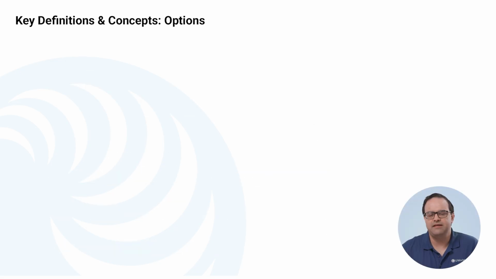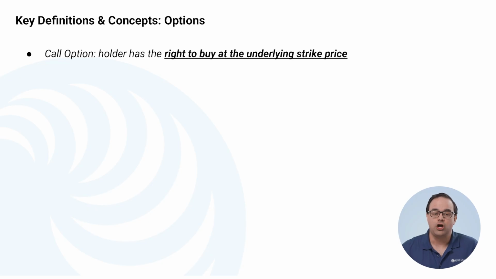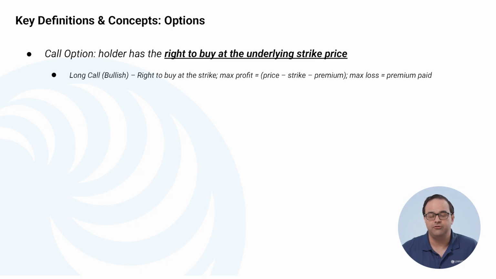To start, some key definitions and concepts and a basic overview for options. A call option is the right to buy at an underlying strike. A holder of a long call option has the right to buy at a specific strike. Their max profit is uncapped. It is the underlying price, let's say for a stock, less the strike on the option minus the premium. The max loss for a long call is going to be the premium that they paid to purchase the option.